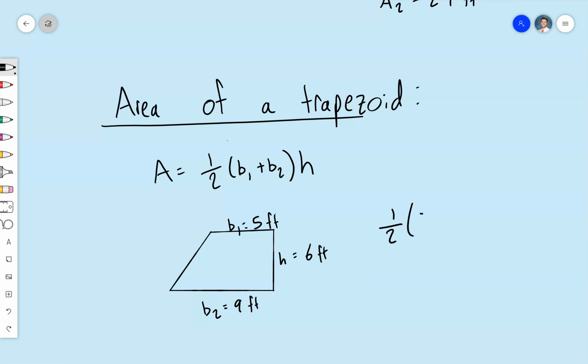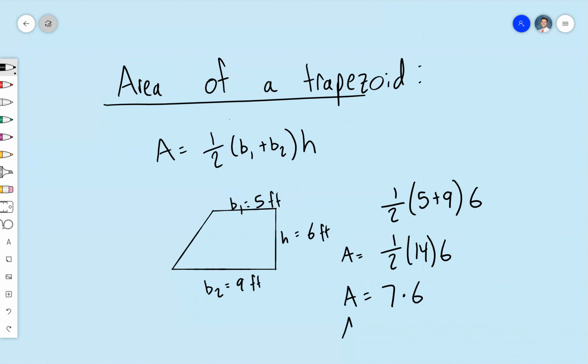Base 1 is 5, base 2 is 9, and then we'll multiply by the height of 6. So we know that 5 plus 9 is 14, so now we have 1/2 times 14 times 6, and we know that 1/2 times 14 would be 7, so our area is equal to 7 times 6, which means our area is 42 square feet.